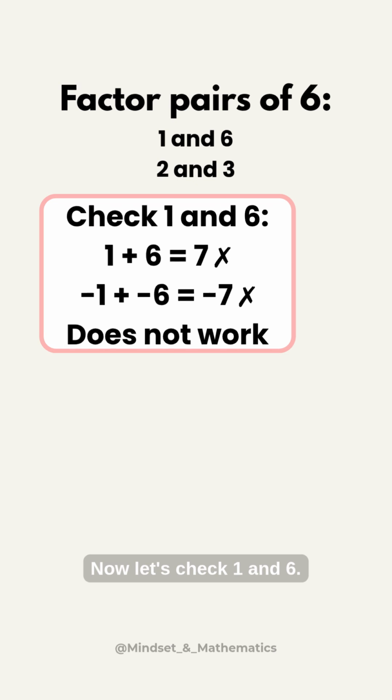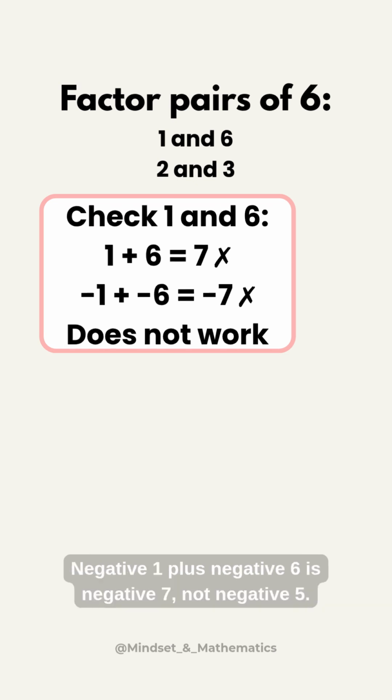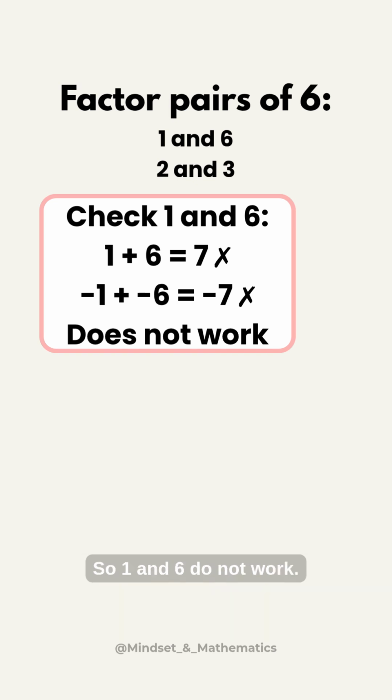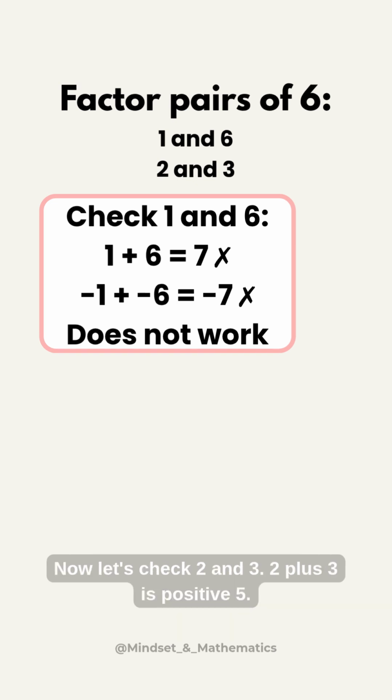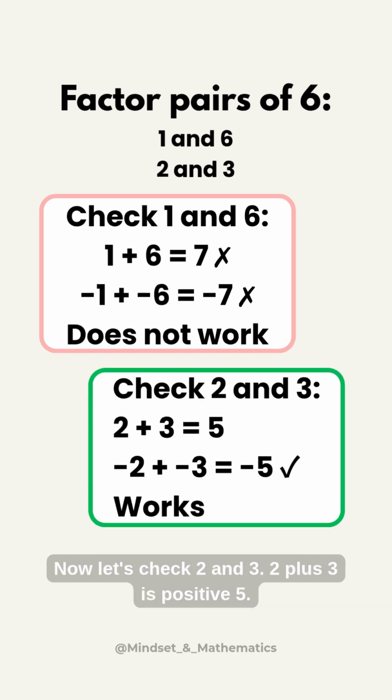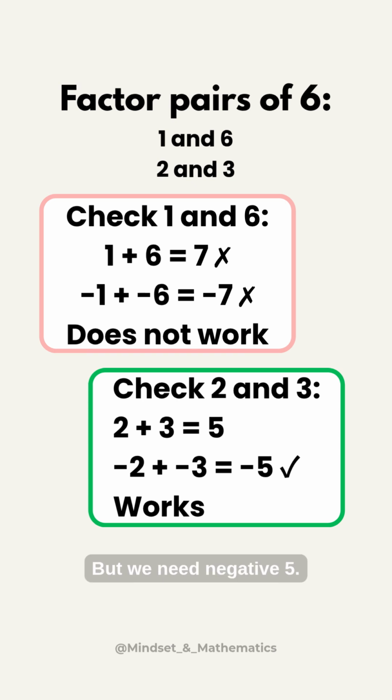Now let's check 1 and 6. 1 plus 6 is 7, not negative 5. Negative 1 plus negative 6 is negative 7, not negative 5. So 1 and 6 do not work. Now let's check 2 and 3. 2 plus 3 is positive 5, but we need negative 5.